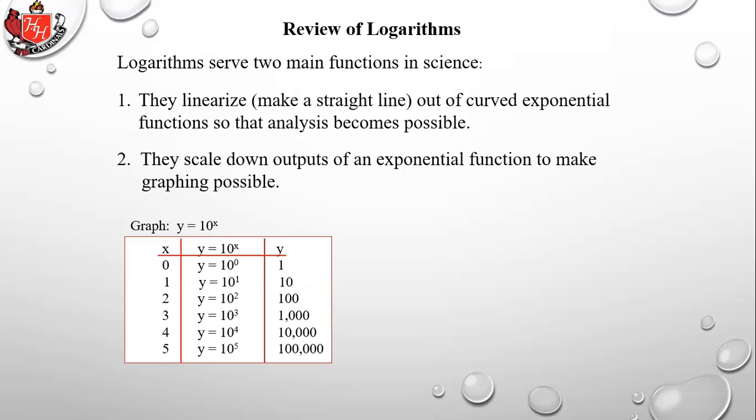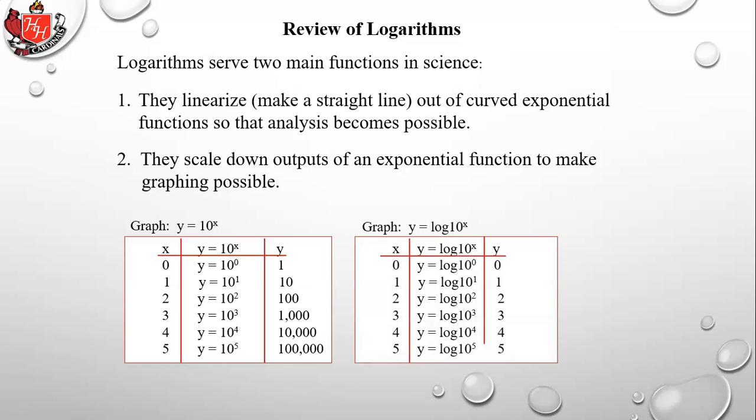If you plug in values of x from 0 to 5, you end up with values of y from 1 to 100,000. Well, you can see that would be very difficult to graph. With a range on your output values of 1 to 100,000, how do you graph that? Whereas if you decided instead of graphing y equals 10 to the x, you graph y equals log of 10 to the x, then each value x from 0 to 5 simply translates into a value of y from 0 to 5. So that becomes very easy to graph.